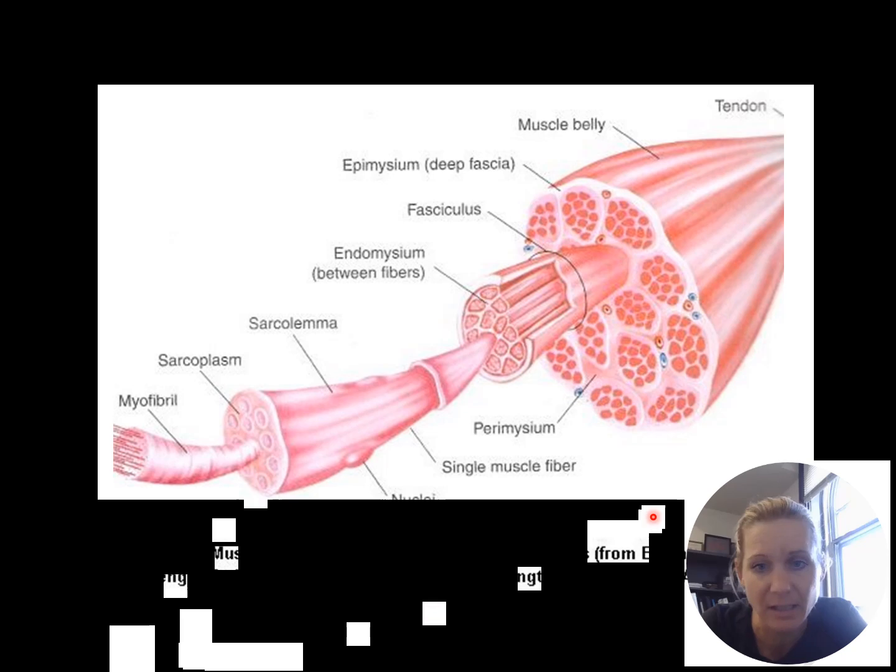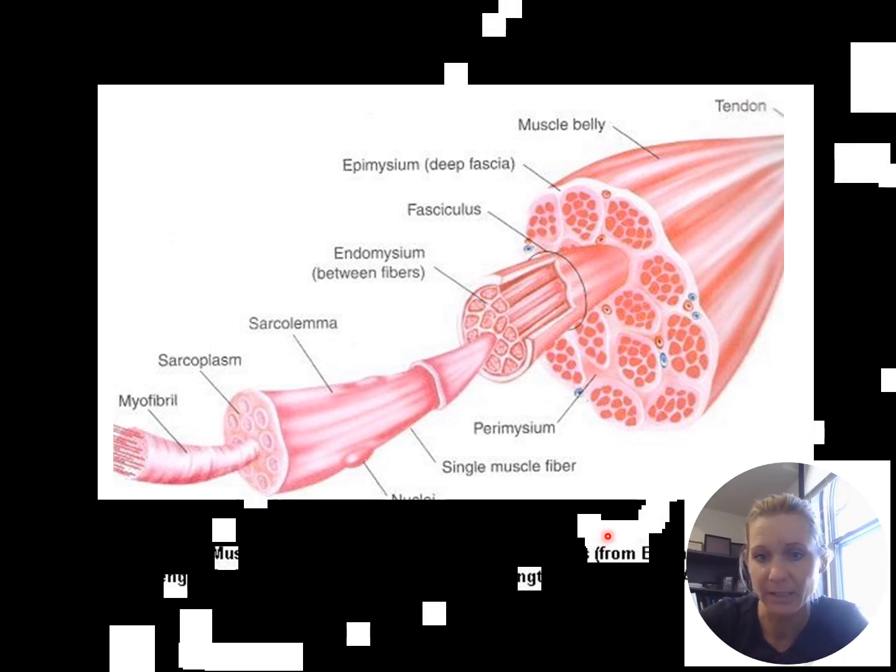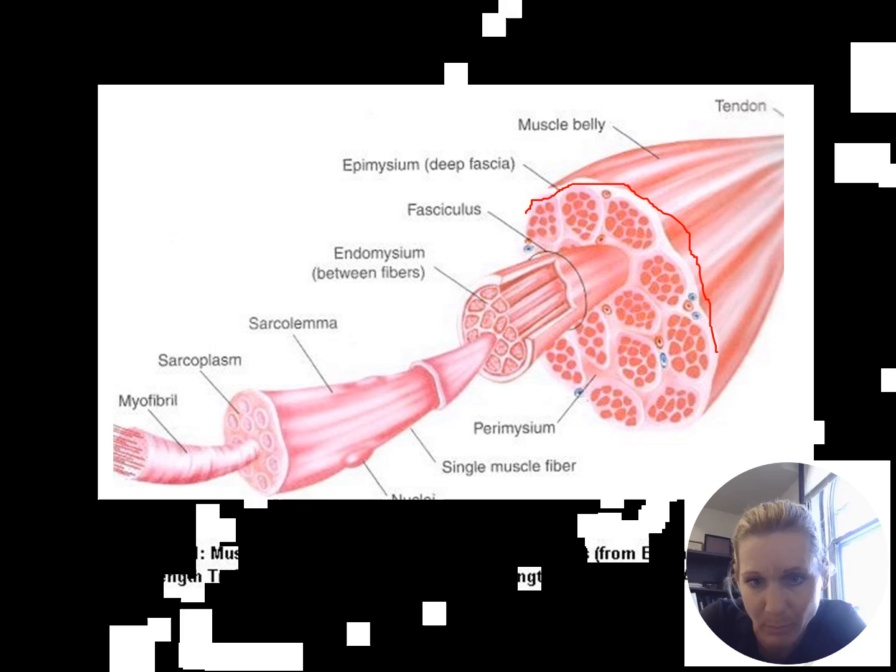So here we can see a muscle and it's split in a cross section through the muscle belly. I want to take a look at some of these anatomical elements. The first thing I want to address are the connective tissue layers. The most outer layer, the epimysium. Epi means upon, and the epimysium is going to lie upon or on top of the entire muscle.